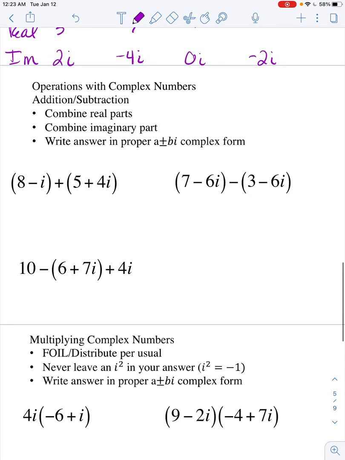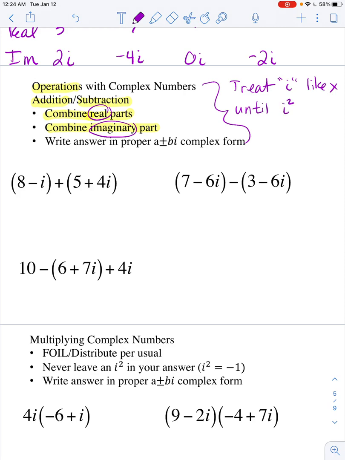So let's do some good old operations. Operations are nothing more than add, subtract. We're going to be combining like terms. So you're going to combine the real parts because they're alike, and then you're going to combine the imaginary parts because they're alike. This is where I always say, and I mentioned it earlier, treat i just like you would an x. So don't get all freaked out. Just treat it like an x until you have an i squared.